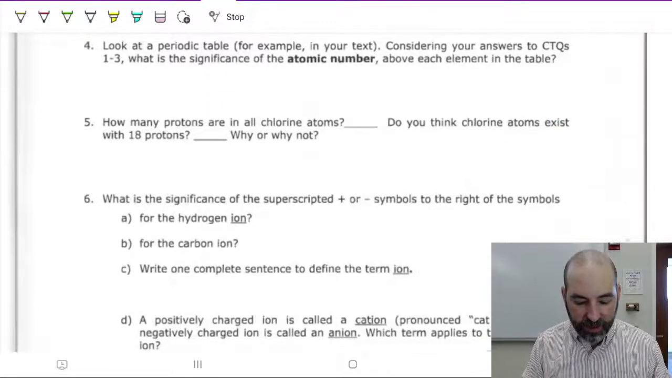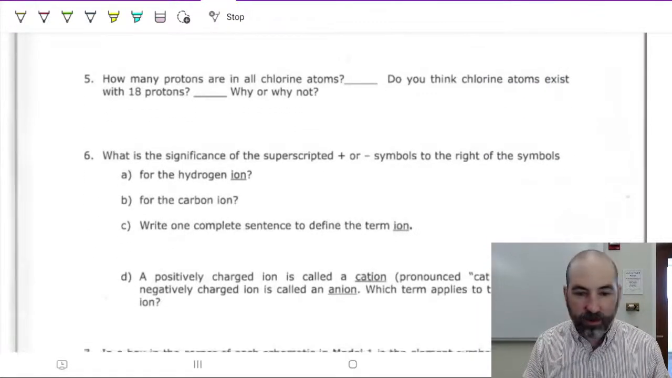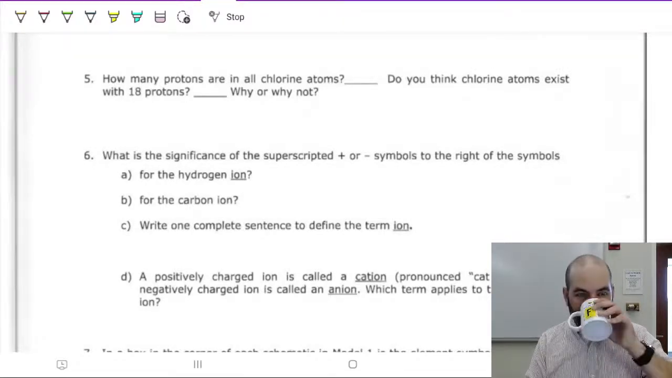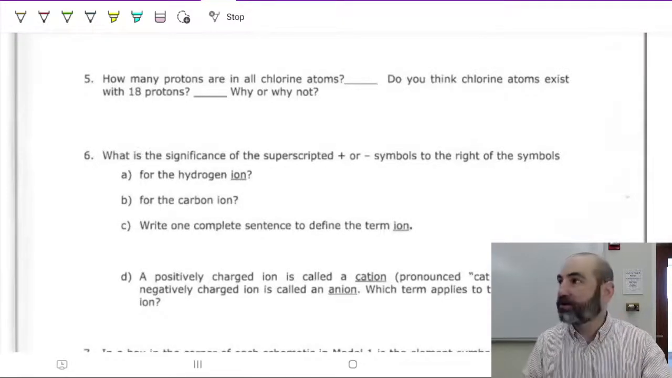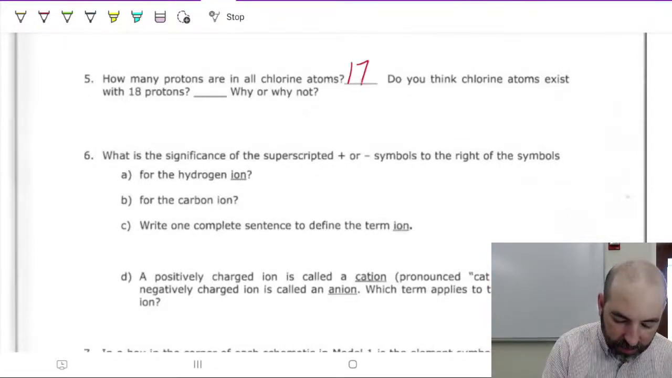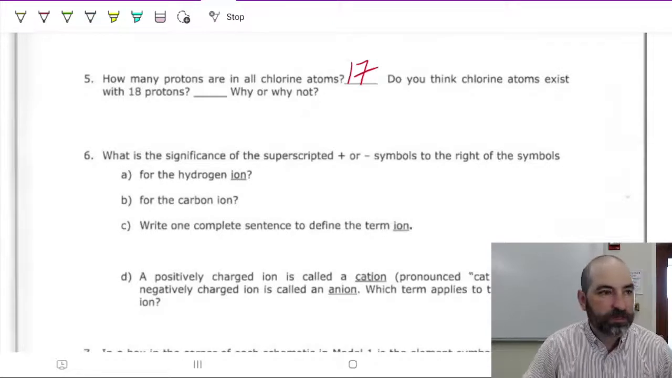So then we can extend that a little bit. How many protons are in all chlorine atoms? How do you think you could find that? Yeah, we could look at the periodic table, find the atomic number, 17. So then could chlorine atoms exist with 18 protons? What do you think? Probably not, right?